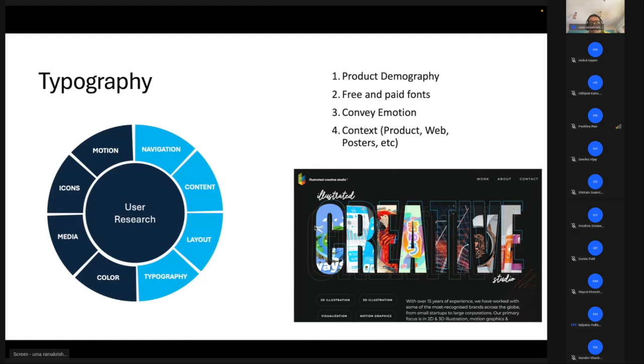But don't use any image in a final product if it's a paid image or something. You just have to be careful about that.